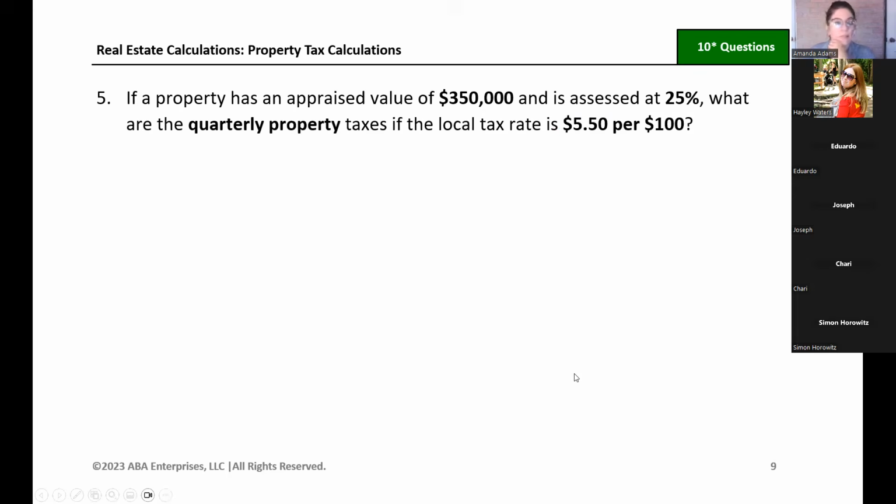All right. Number 5. If a property has an appraised value of $350,000 and is assessed at 25%, what are the quarterly property taxes if the local tax rate is $5.50 per $100? So let's tackle number 5. See what you guys come up with.